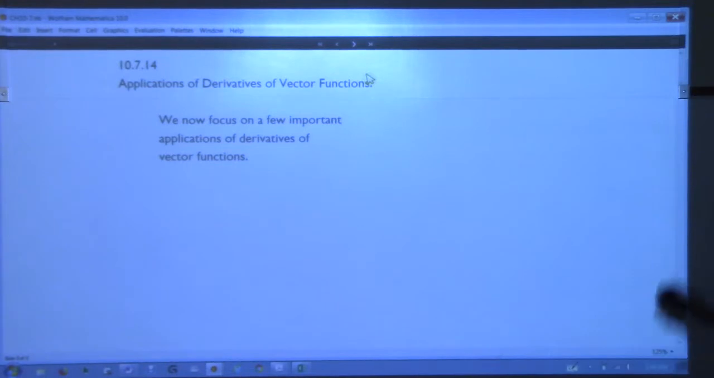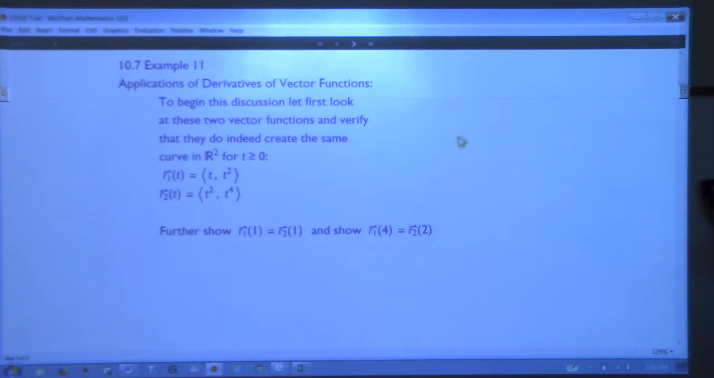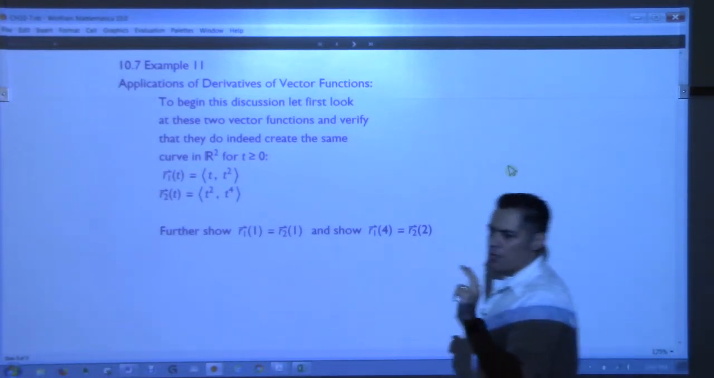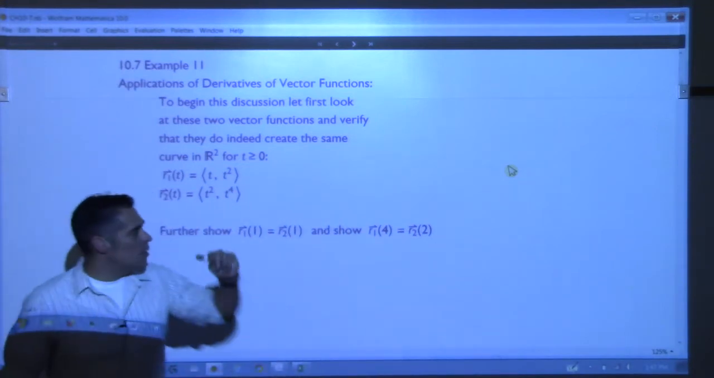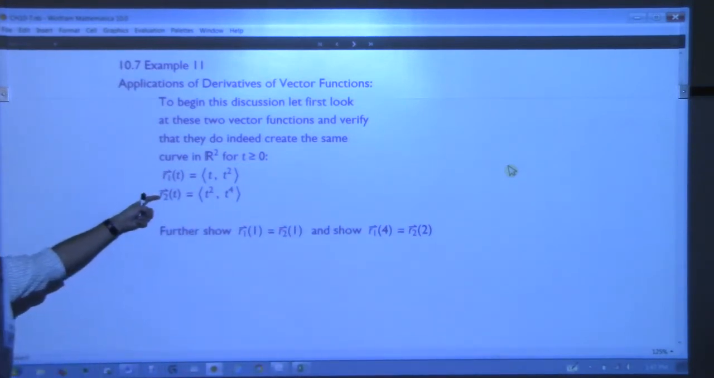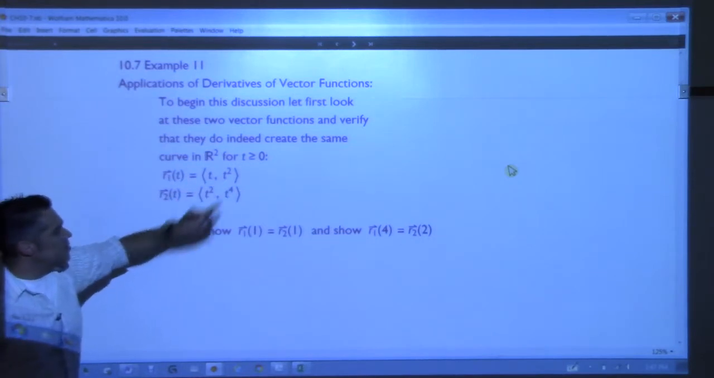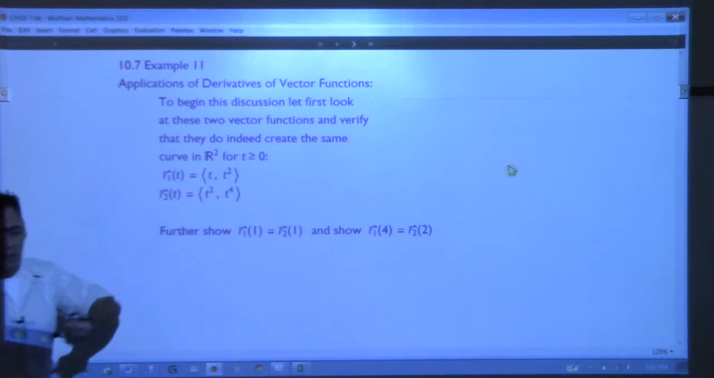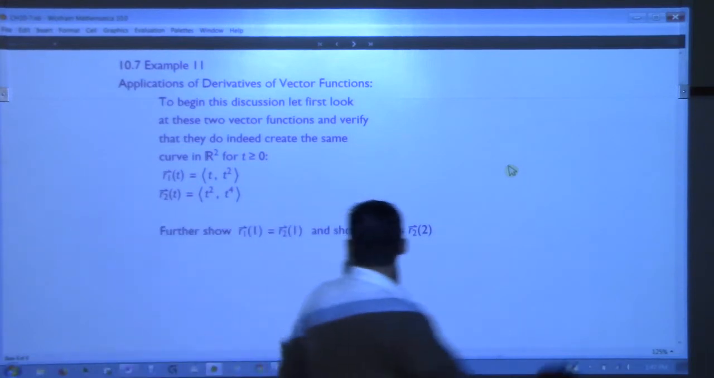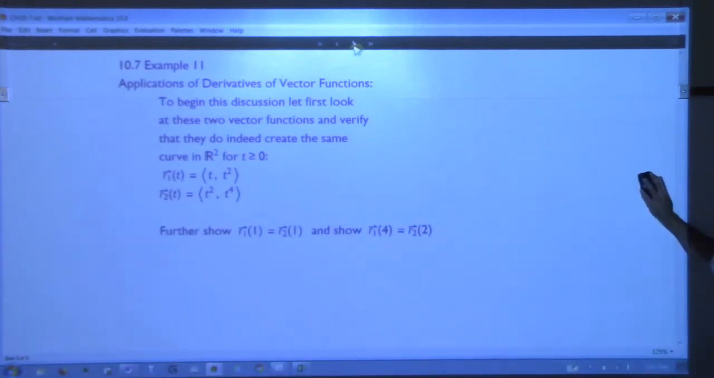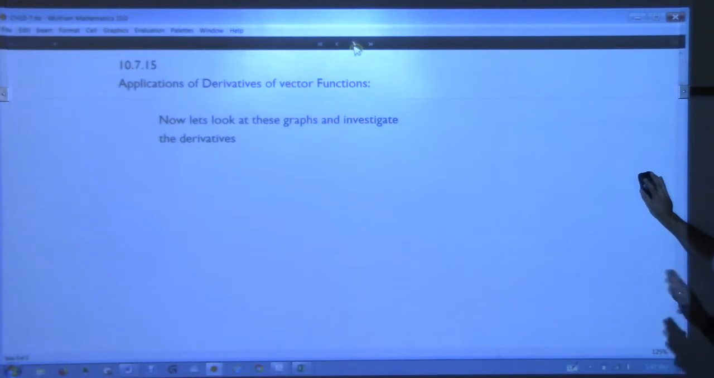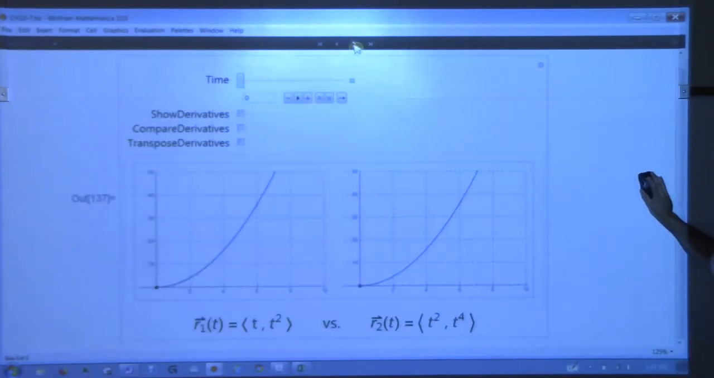Okay, some applications of derivatives of vector functions. This can get really long and drawn out, so I'm not going to go through these notes verbatim. What I want you to take from this is that I'm about to draw you two different vector functions. One of them I'm calling R1, the other R2. The first one is defined as (t, t squared), and the other one is defined as (t squared, t to the fourth). I'm about to draw them. They're both two-dimensional. So we're skipping that. Here they are.